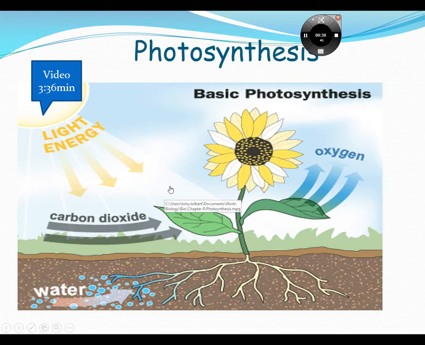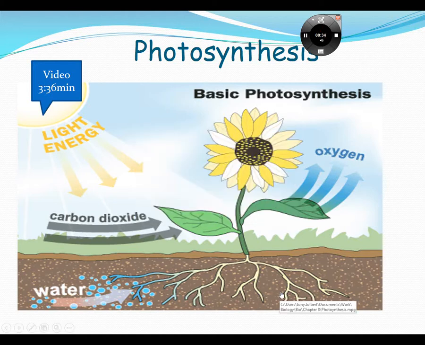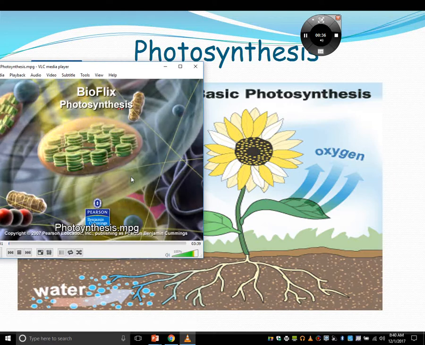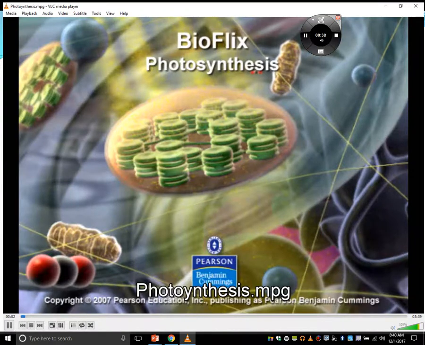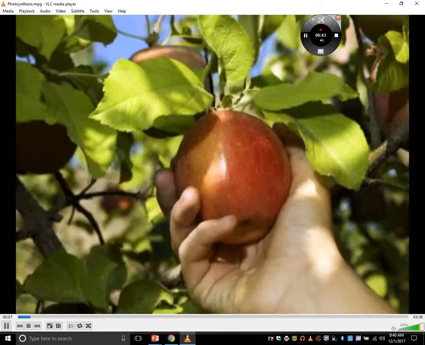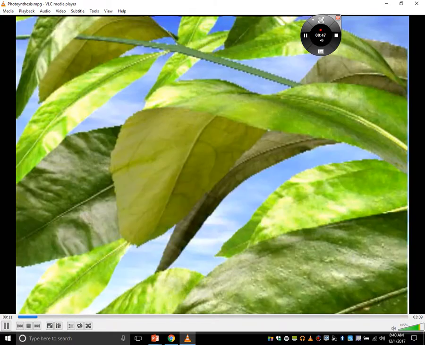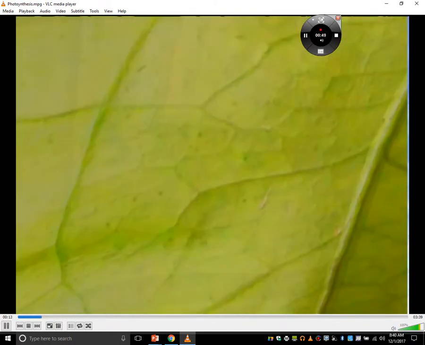This chapter is all about photosynthesis, how plants derive energy from the sun. Plants provide us with food to eat and oxygen to breathe. They perform this amazing feat by the process of photosynthesis. Let's take a closer look.